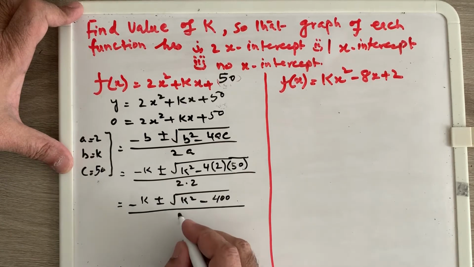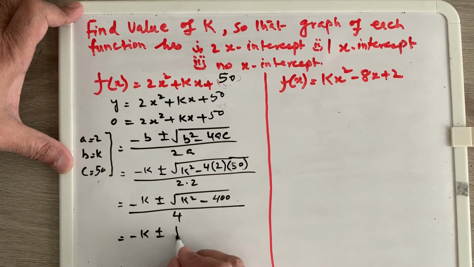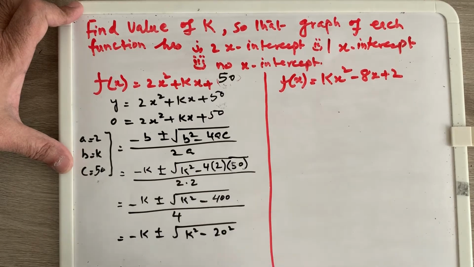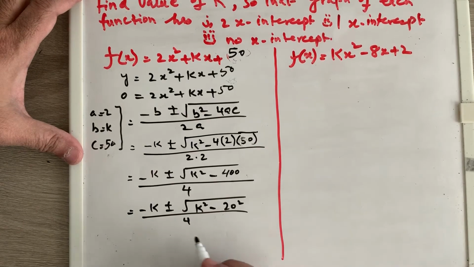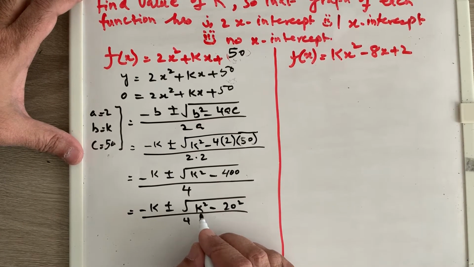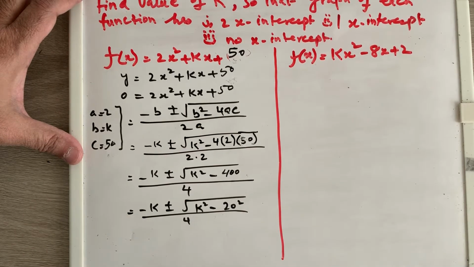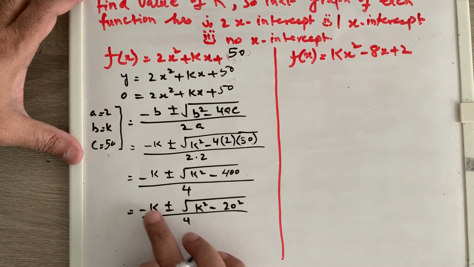So now I can discuss the root, because determining the values where k is restricted is easier. So k square minus 20 square. 20 square is 400, right? Divided by 4. Now we can see what k values will be limiting the intercepts. If k is equal to plus minus 20, then this will cancel with this, so the root sign will be gone, and I have the solution, right?